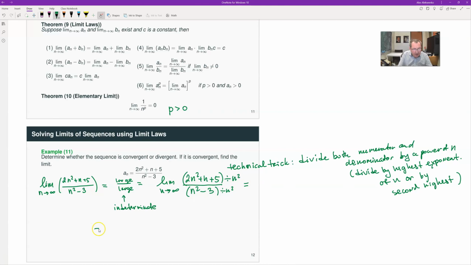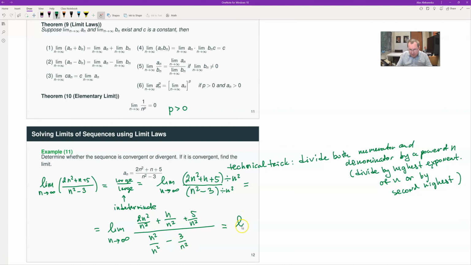All right. How does that simplify? So first I distribute division by n squared to the numerator. Let me repeat, limit as n goes to infinity. And in the numerator, I'll have 2n squared divided by n squared. Then I distribute on the second term, n divided by n squared. And finally, 5 divided by n squared. In the denominator, I have n squared divided by n squared minus 3 divided by n squared.